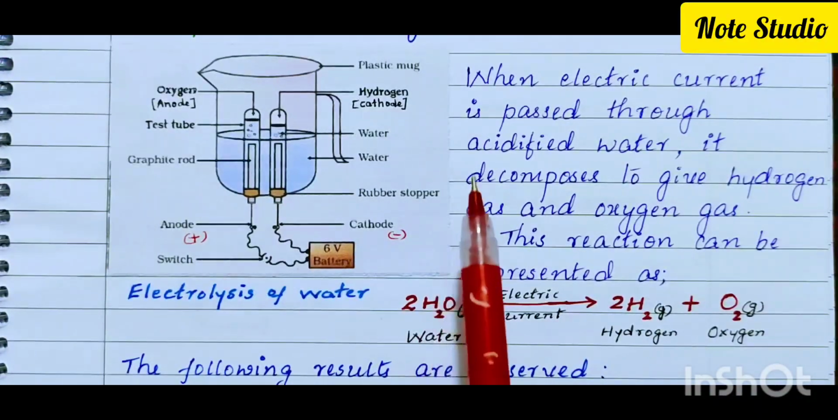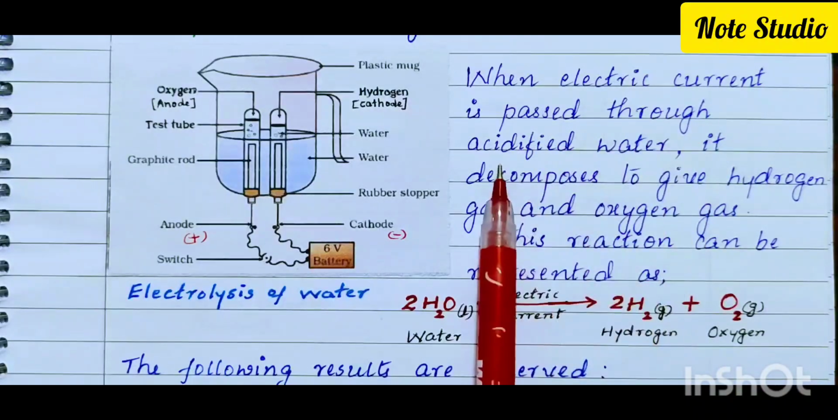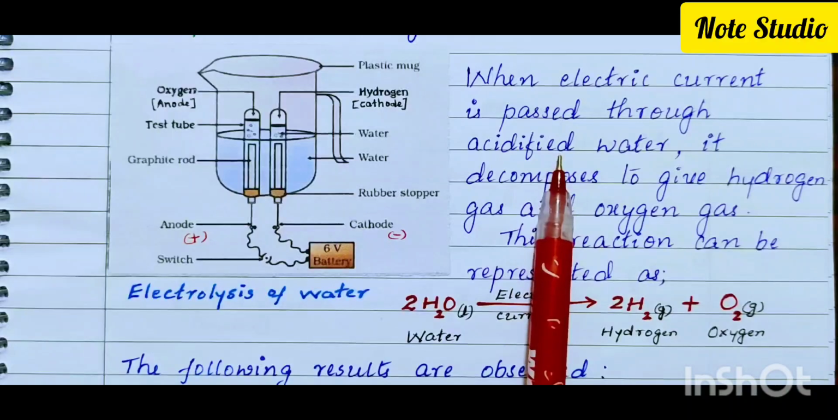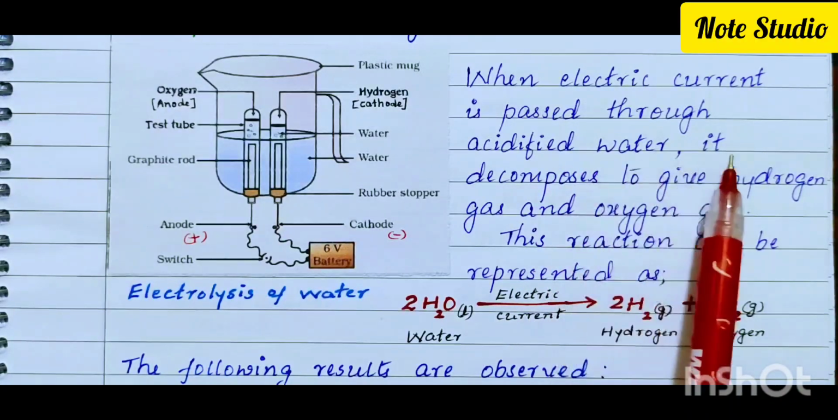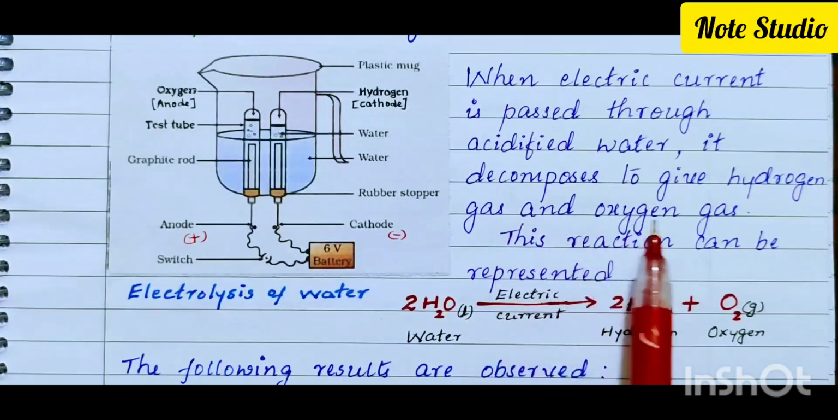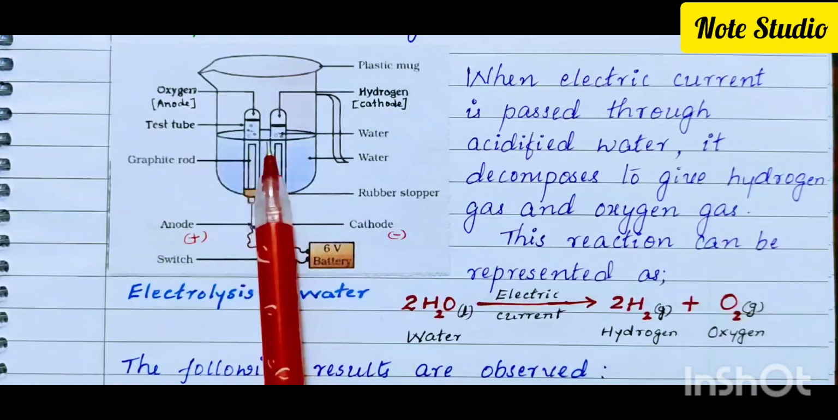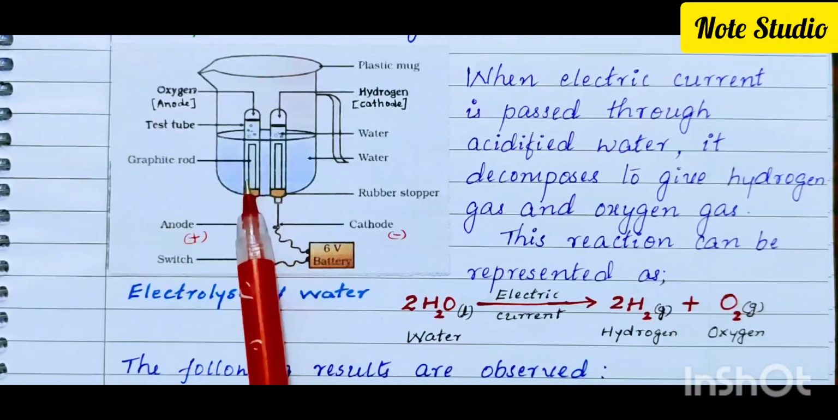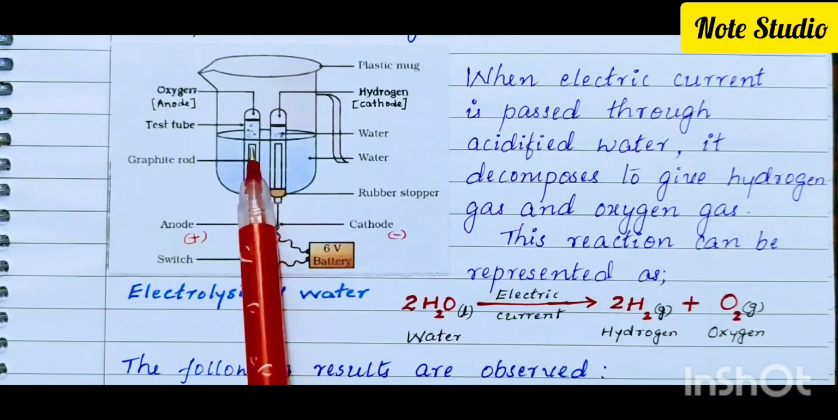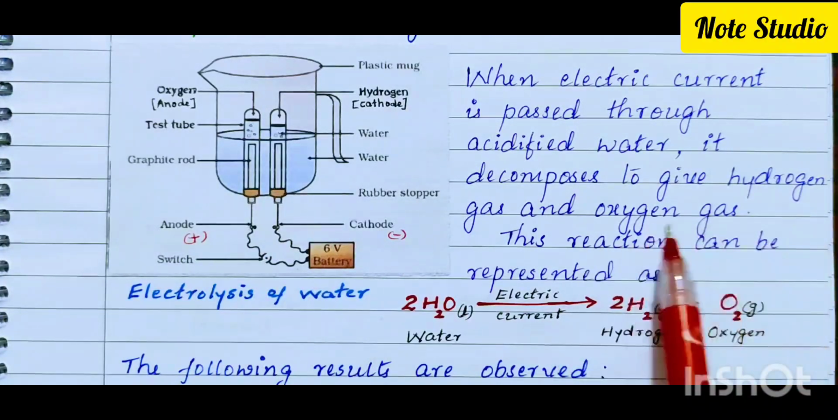So as it explains, when electricity or electric current is passed through acidified water, acidified means we have added drops of sulfuric acid to water, it decomposes to give hydrogen gas and oxygen gas. That's why the bubbles are formed here. Why are the bubbles formed inside the test tube? Because some gases are evolved, and these gases are hydrogen and oxygen gas.